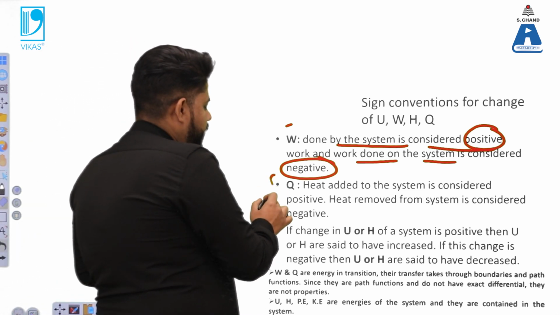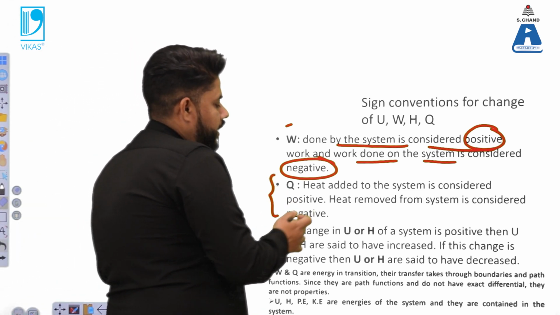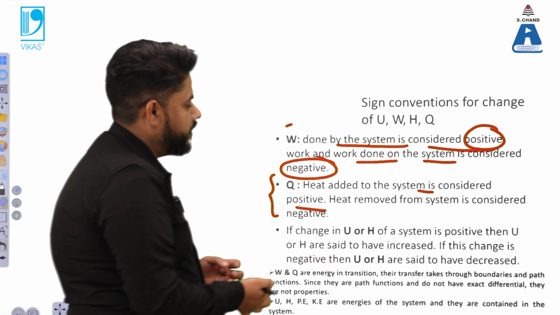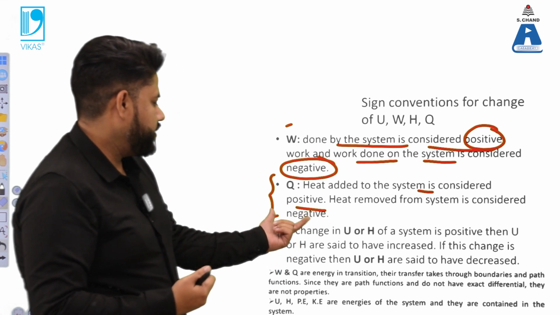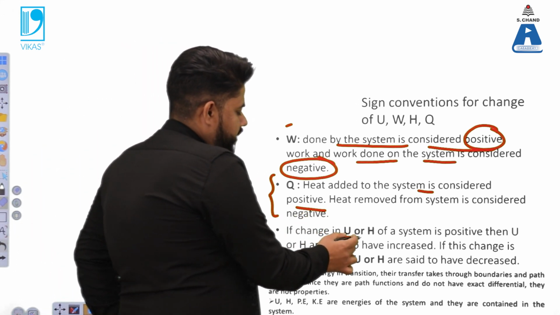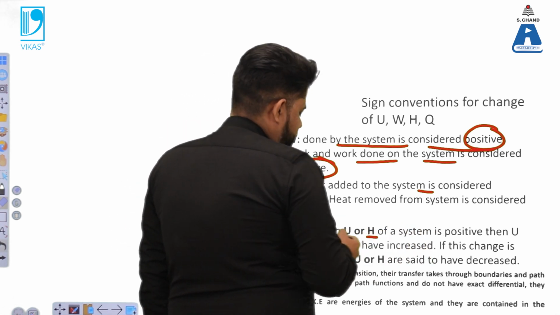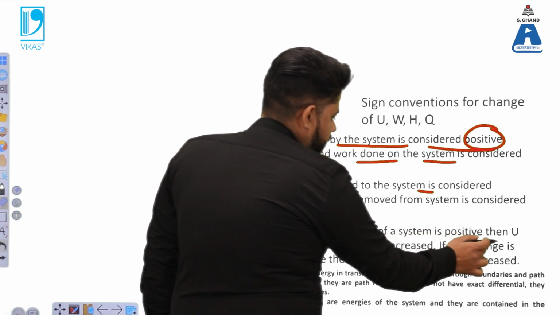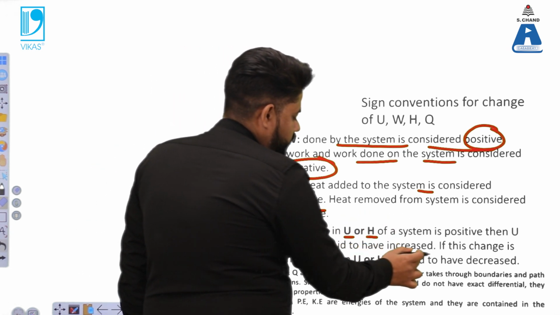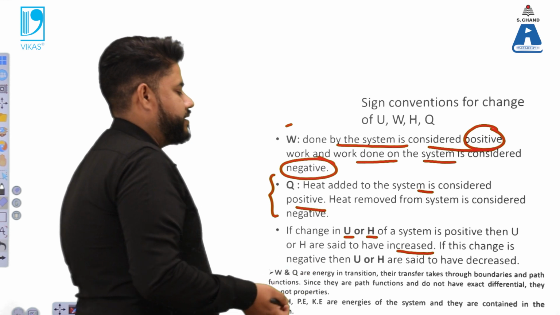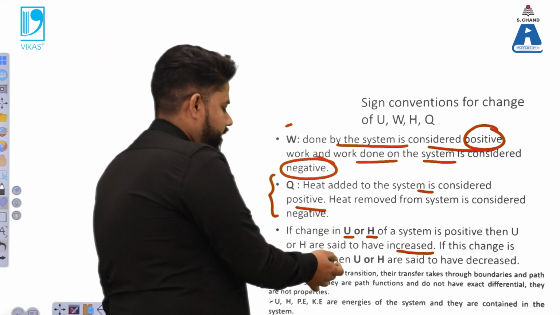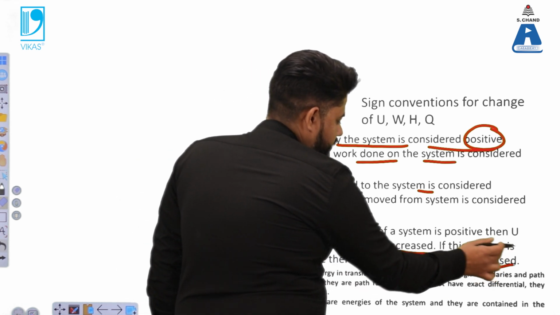And the reverse is true for Q: heat added to the system is considered to be positive, and when the heat is removed from the system, we consider it to be negative. Now, if there is a change in internal energy or enthalpy, if this change is positive, then U and H are considered to be increased. And if this change is negative, then the value is said to be decreased.